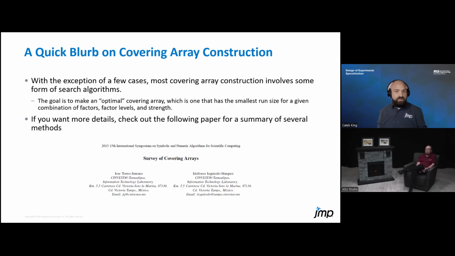And what are we searching for? Well, we're searching for what we call the optimal covering array. Basically, if I have two covering arrays that have the same strength, same factors and such, but one has a smaller run size, that's the optimal one. We want to minimize the run size for a given combination of factors. So again, do check out this paper. There are a lot of different algorithms that people use to try and find these covering arrays.